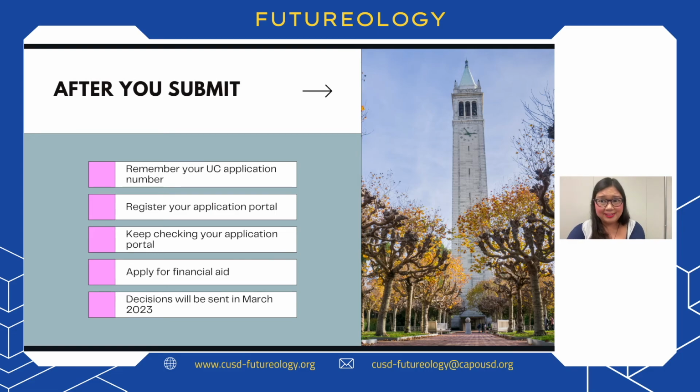All right, what happens after you submit? Remember, you will need to remember your UC application number. So if you have any questions down the line, and if you need to talk to a UC rep, you can use your UC application number so they can help you right away. And when you register and when you apply to a UC school, each of those individual UC schools will give you access to an application portal. And you will use this portal to check on updates with your application. So I would just suggest that you check your application portal regularly.